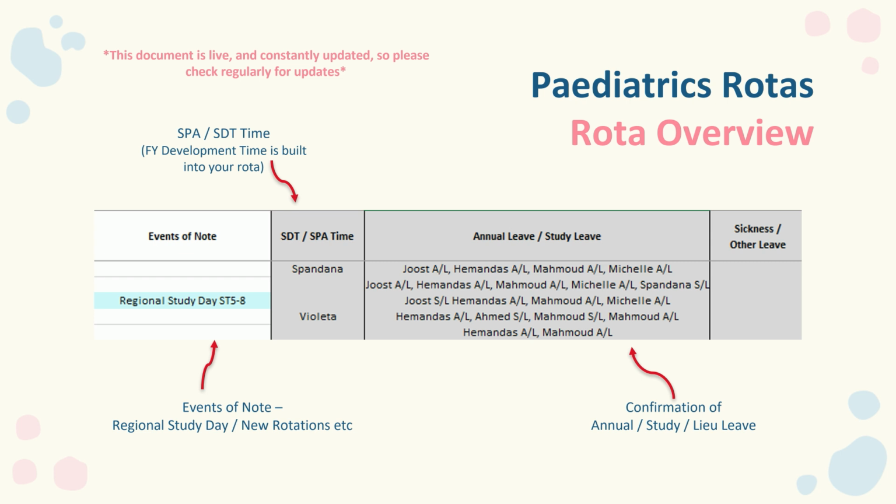SPA and SDT time is noted in a separate section. And finally, there is also a section to note who is on annual and study leave, and also who is off sick. It must be noted that these monthly sections are live documents. This means that these will be constantly changing as we get annual and study leave requests. For the most part, if you are on a named shift, you won't move. However, if you are on clinic cover or float shift, you are liable to move should we require the other main duties to be covered.